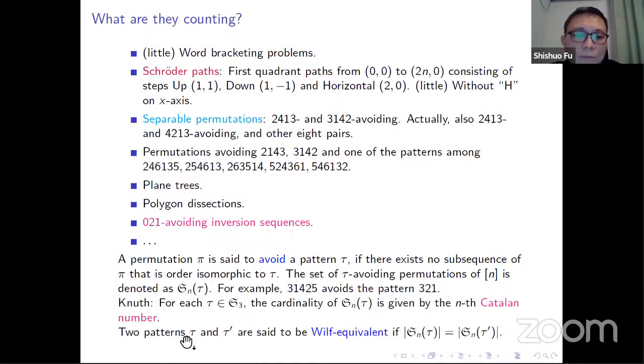Okay, and we say two patterns are Wilf equivalent whenever they are equinumerous, that is, the two sets given by avoidance of these two patterns respectively have the same cardinality. Then we call them Wilf equivalent. That was because Wilf was the first one to raise such a question to study this kind of topic further.